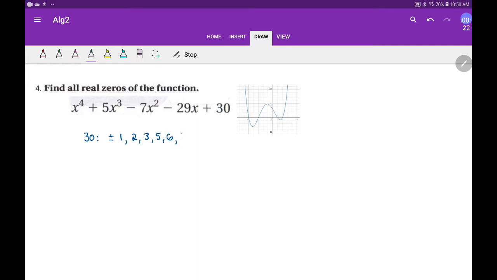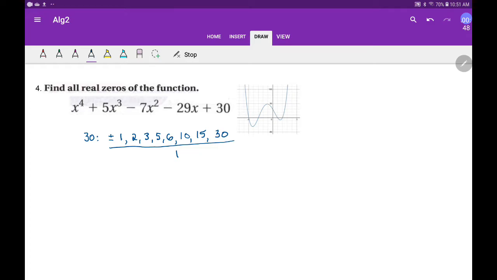What goes with 3? 10. What goes with 2? 15. What goes with 1? 30. And on the bottom, 1. Okay? So those are all my possibilities. Everything over 1, so all those numbers on top: 1, 2, 3, 5, 6, 10, 15, and 30. That's 8 times 2 because it's plus or minus. So I have 16 possibilities.